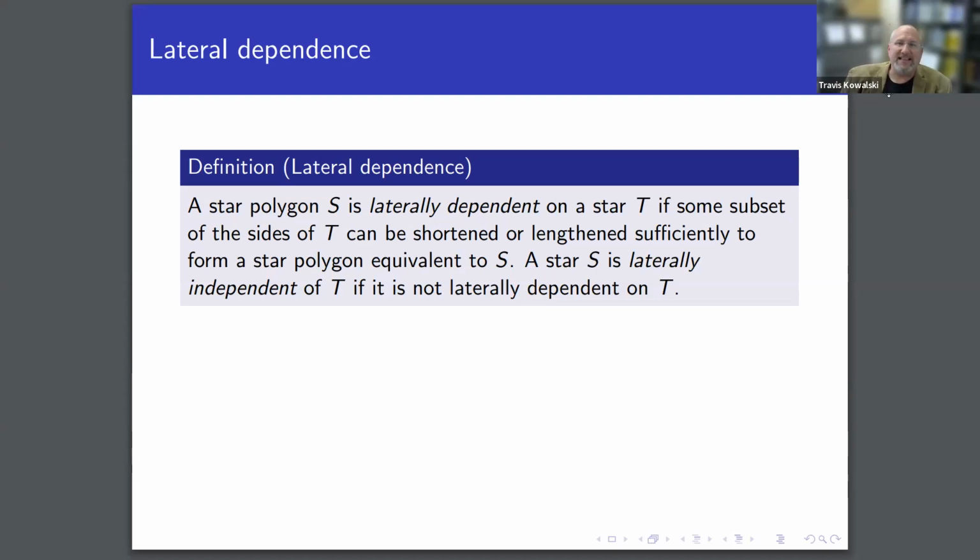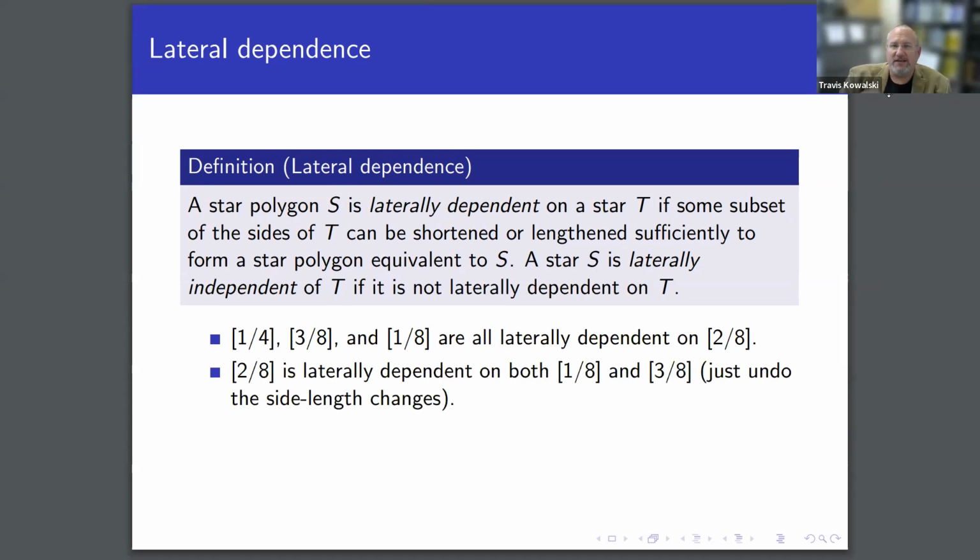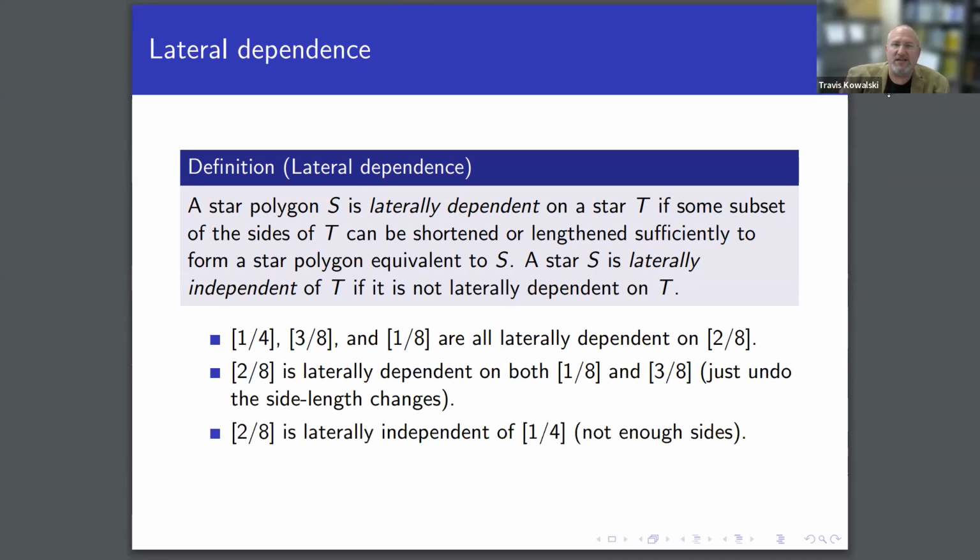So a star polygon S is laterally dependent on another one, T, if some subset of sides of T can be either shortened or lengthened sufficiently to form a star that's equivalent to S. And we're going to say S is laterally independent if it's not laterally dependent. So we've seen that the 1, 4, 3, 8, and 1, 8 stars are all laterally dependent on 2, 8. Conversely, the 2, 8 star is laterally dependent on the 1, 8 and the 3, 8 stars because you can just shrink or stretch those lengths. But the 2, 8 star is laterally independent of the 1, 4 star because the 1, 4 star is a 4-sided star. It doesn't have enough sides to span an 8-sided star.